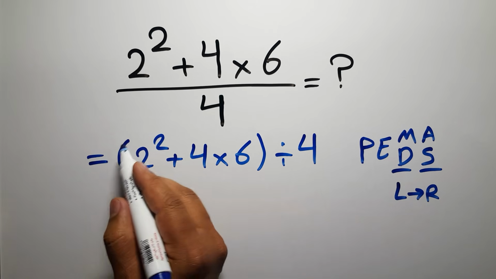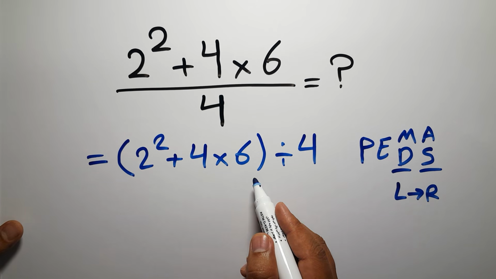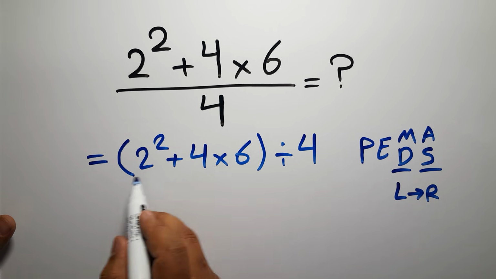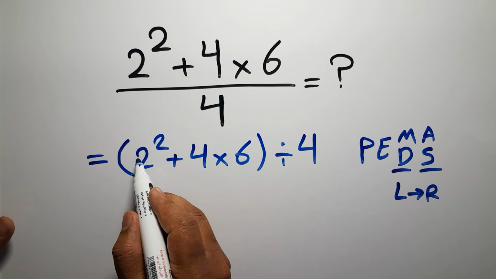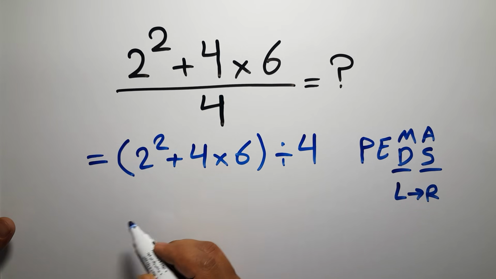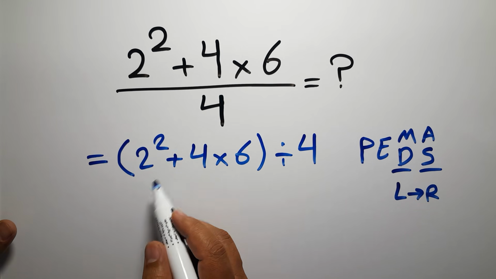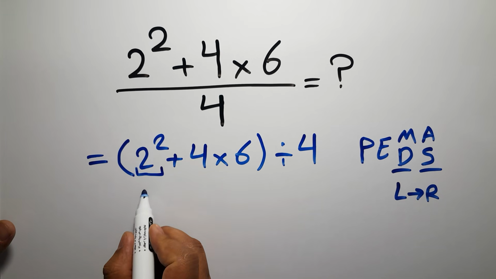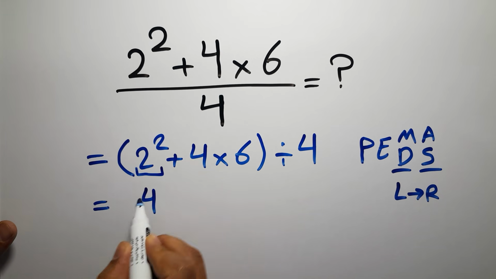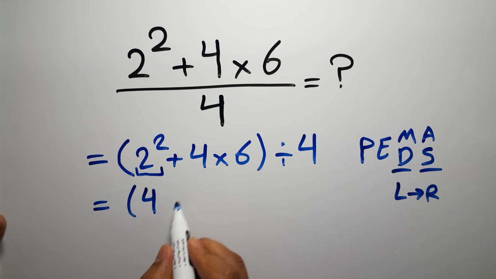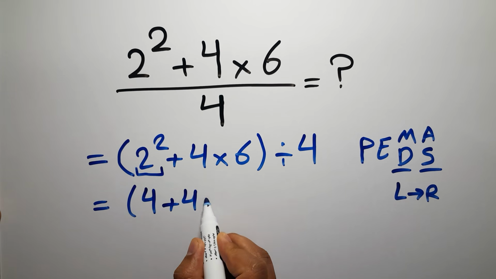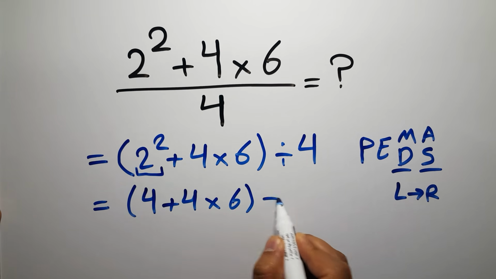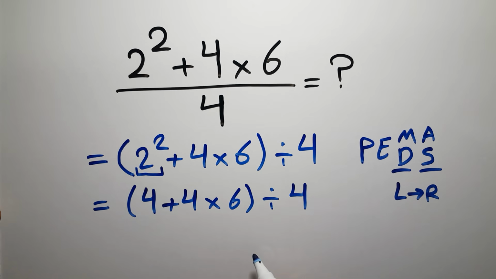Okay, so first we have to do this parentheses. Inside this parentheses, we have to do this exponent. Okay, so first 2 square, which gives us 4. So parentheses 4 plus 4 times 6 divided by 4.